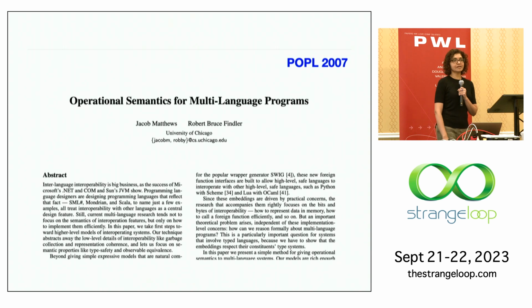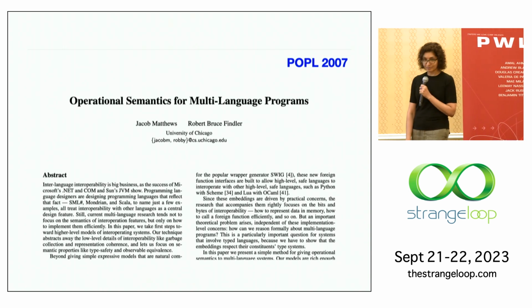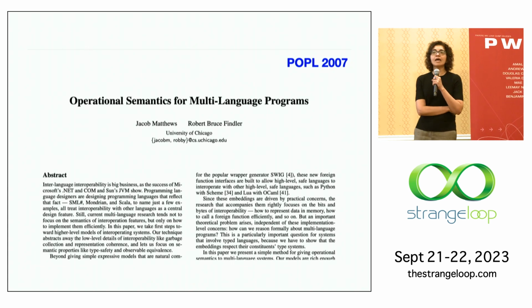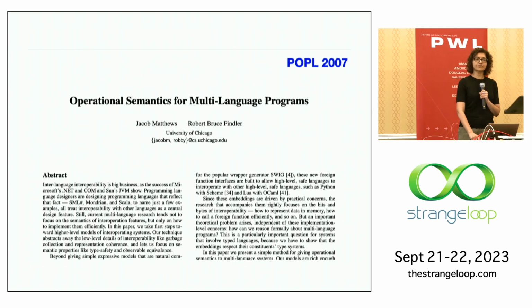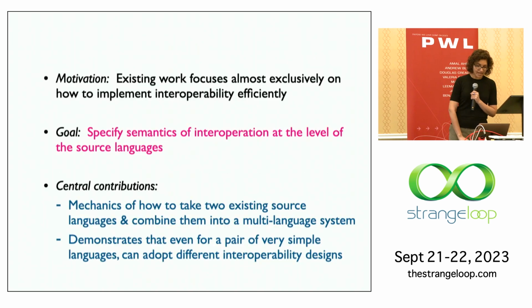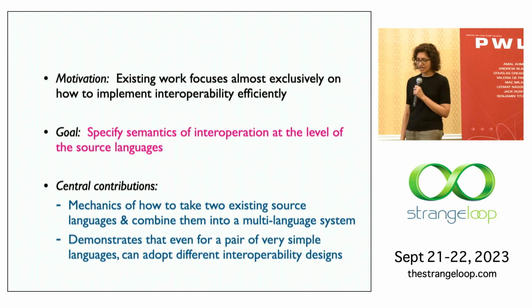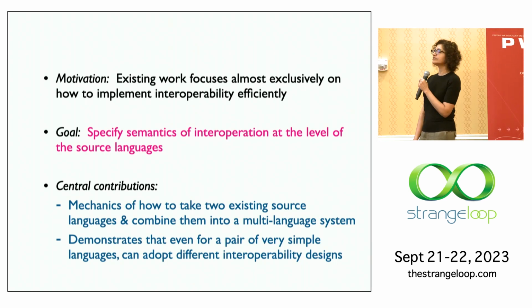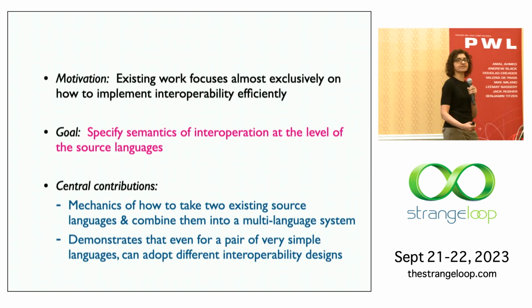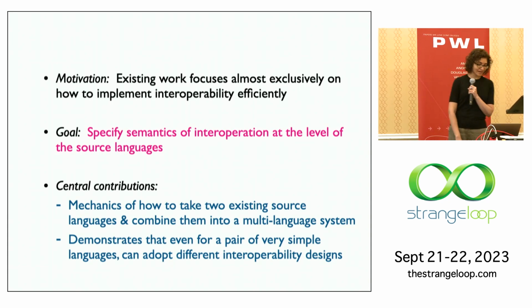Now, let's talk about the paper that I want to talk about. So this paper, Matthews and Findler, POPL 2007, Operational Semantics for Multi-Language Programs. Basically what they observed is that there had been a lot of work on language interoperability until then, but almost all of that existing work, research and development, focused on how to implement interop efficiently. It was always about how do we make this faster. Maybe not always, but almost always.